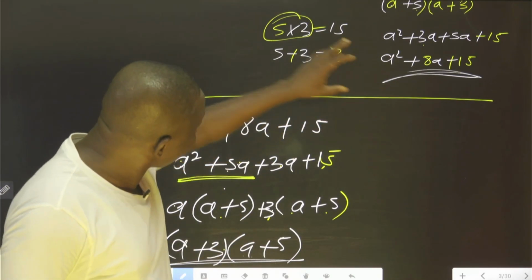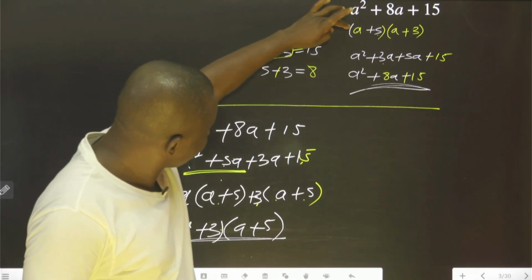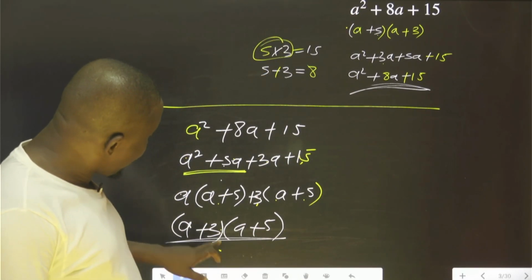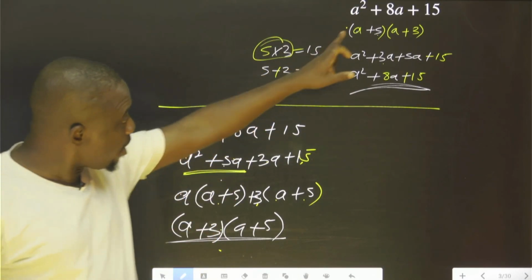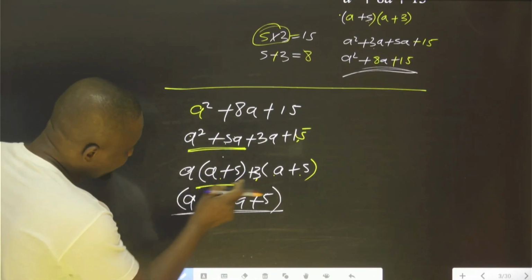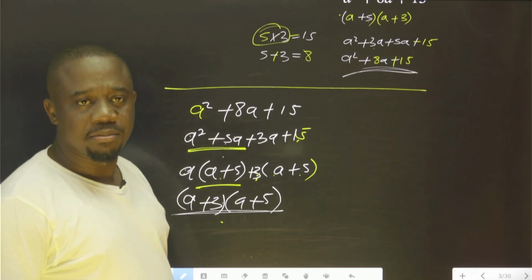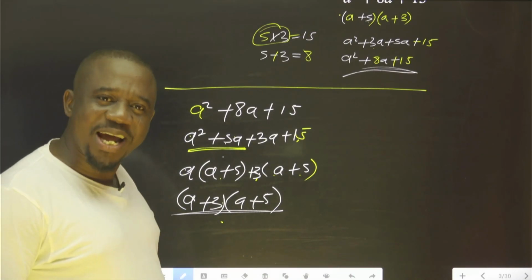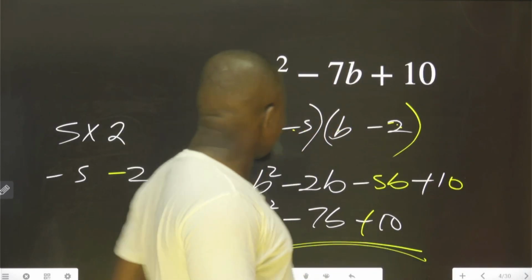This and this, are they not the same? Although we write A plus 3 before A plus 5, it doesn't matter. You can say, for instance, here, you take this before you take their coefficient. Simple, right?